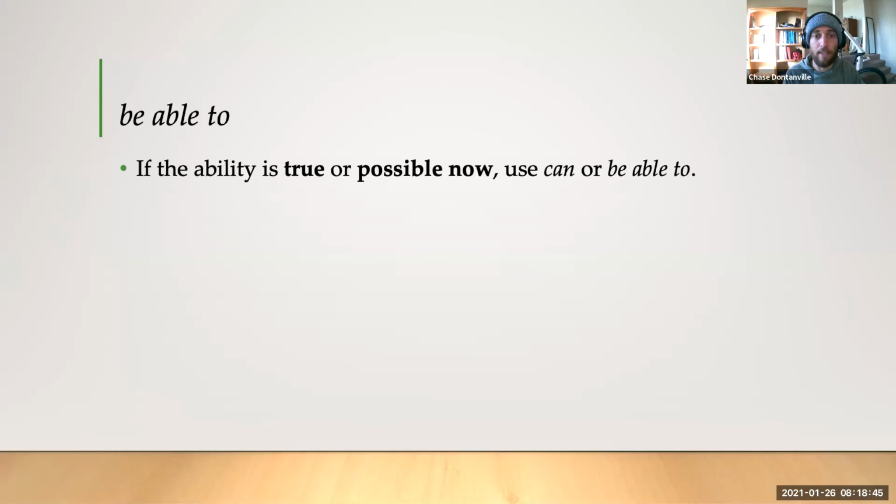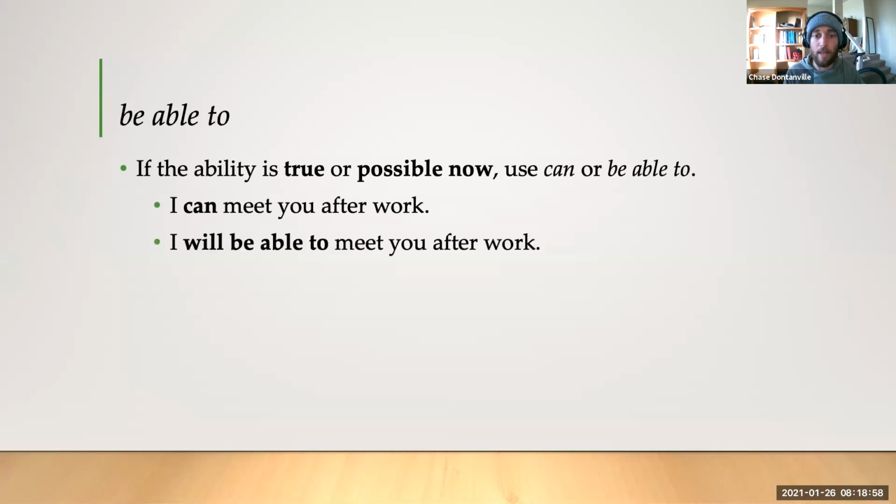Now, if the ability is true or possible now, as in the present, then you can use can or be able to. So I can meet you after work. This is true now. I will be able to meet you after work. This is also true now. Okay. It's not something we're learning. It's just something possible in the present. So we can use can and be able to.